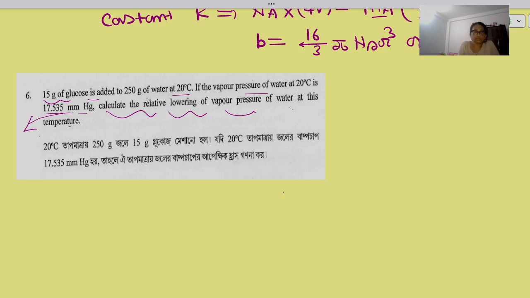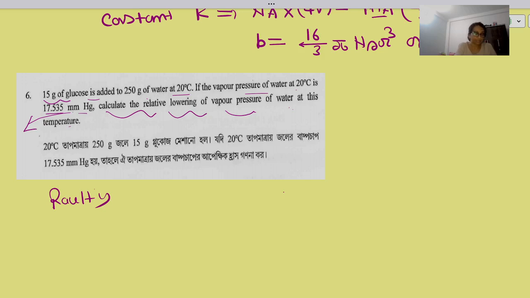In this question, the concept is based on Raoult's law, and the calculation of the lowering of vapor pressure when a non-volatile solute is present.